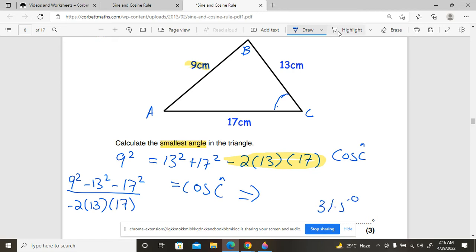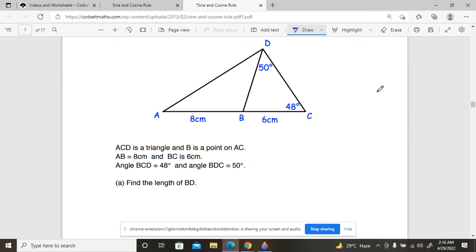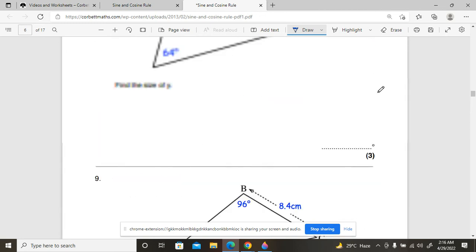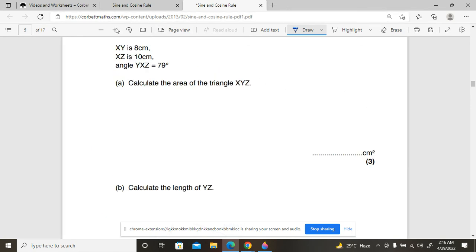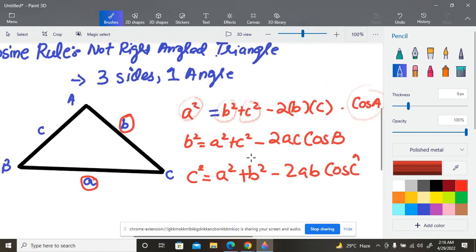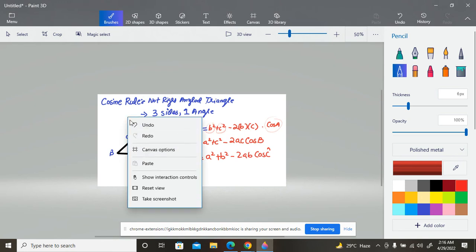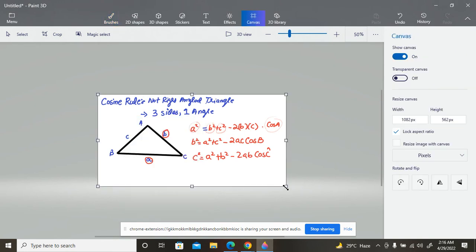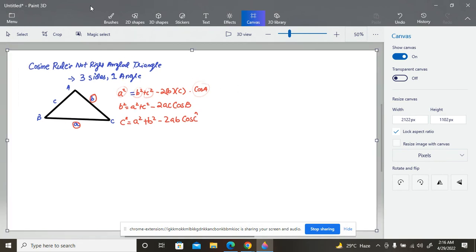Sometimes in Cambridge we have a question like this. Let me check this one. Calculate the length of AD. No, that is not the type of question I need. For example, one in which I have one side and one angle and we need to find the unknown side. Let me make the question on my own. So I hope you guys get it. Let me change this canvas a bit. Okay, much better.